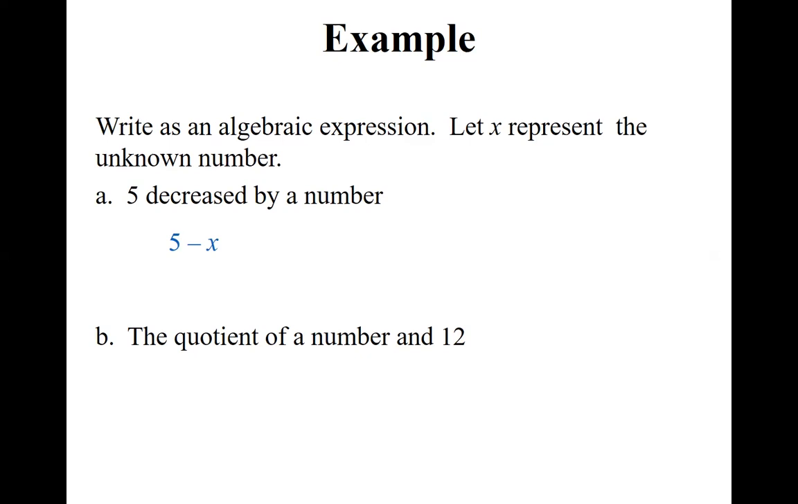Part B, the quotient of a number and 12. This is a division word. With division, order matters. The quotient of a number and 12 is a number divided by 12. So x divided by 12, or we could write it as the fraction x over 12.